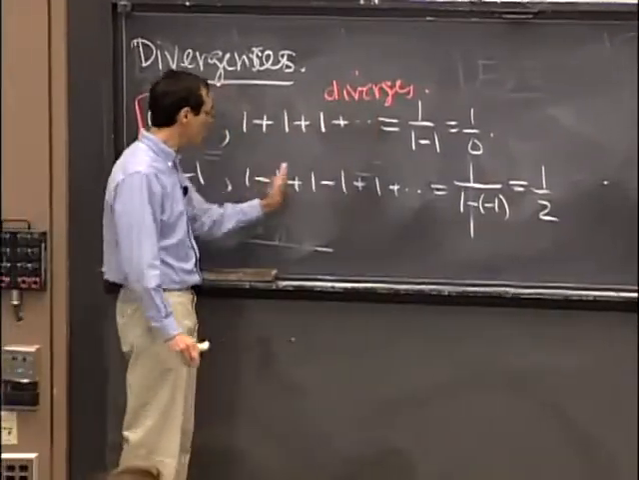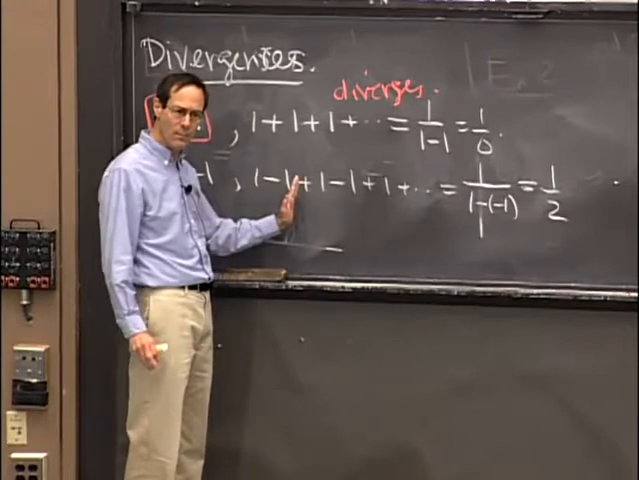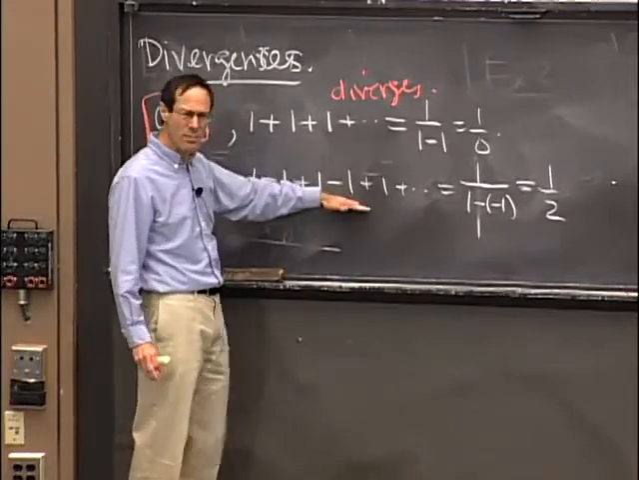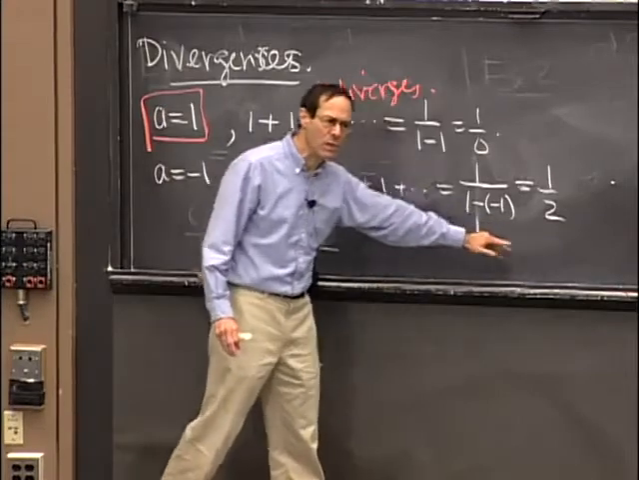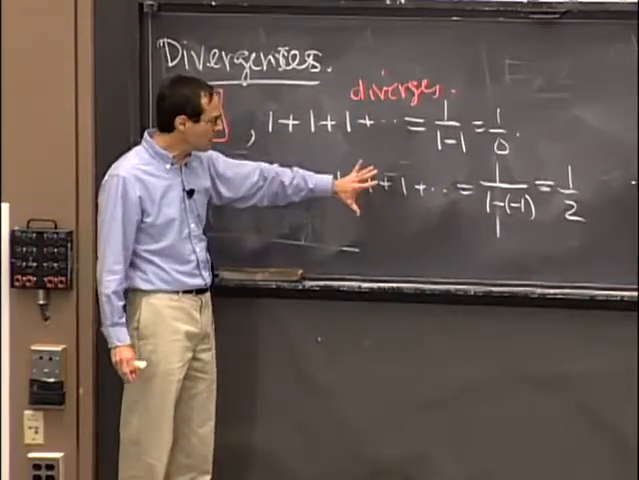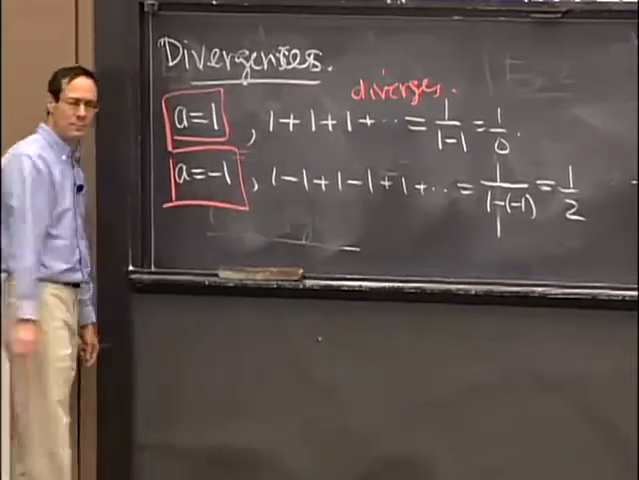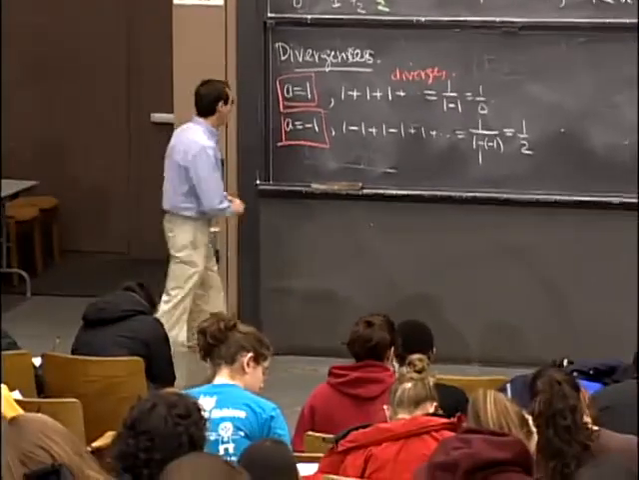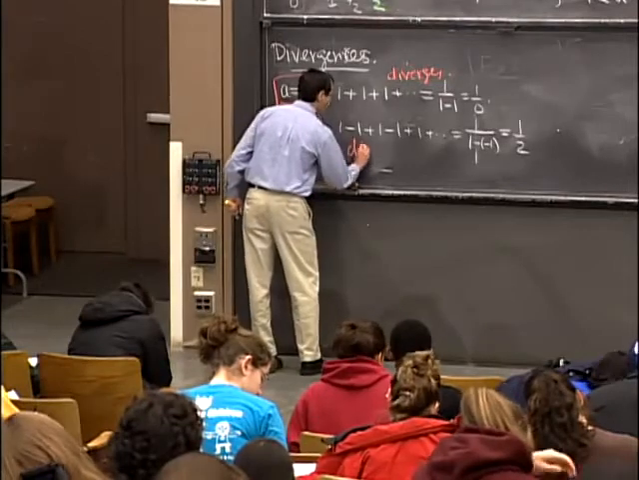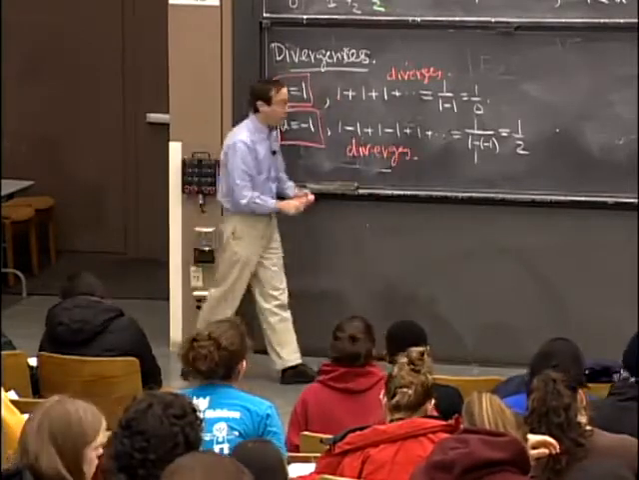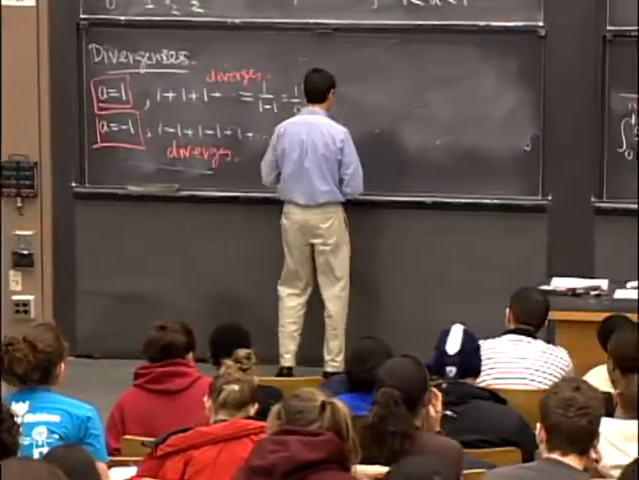It's halfway between the two, between 0 and 1. So again, there's some sort of vague sense in which this is trying to be this answer. All right? It's not so bad, but we're still going to put this in a red box, because this is what we call divergence. So both of these cases are divergent. It only really works when a is less than 1.